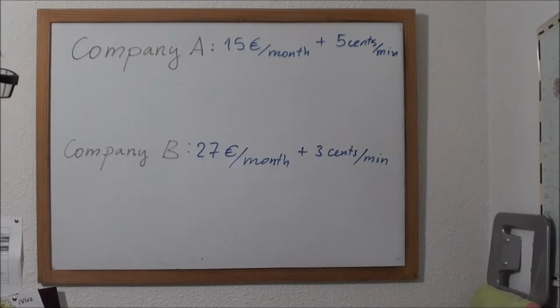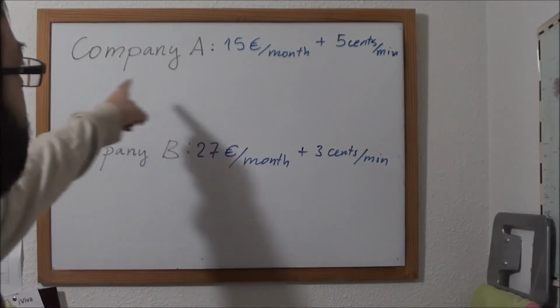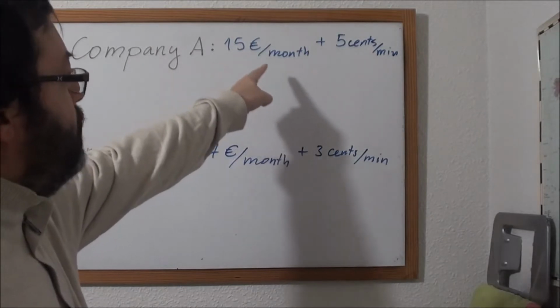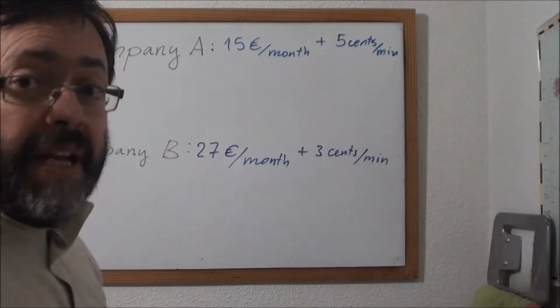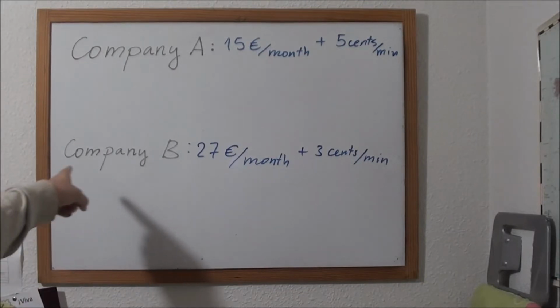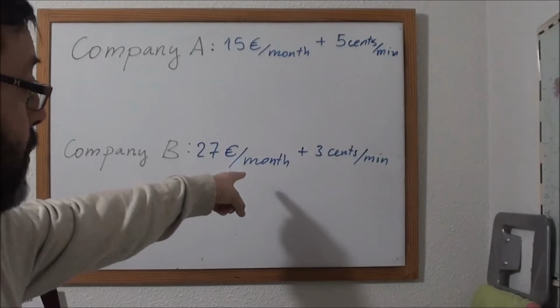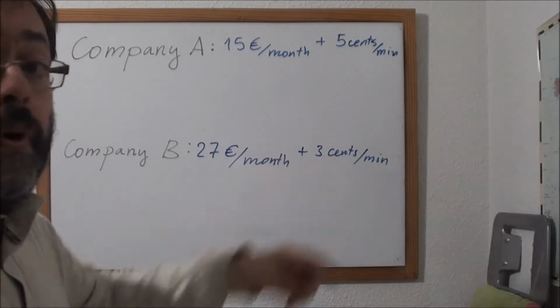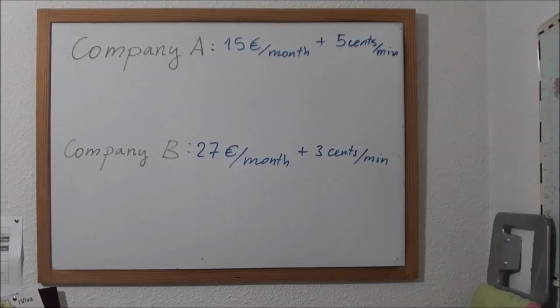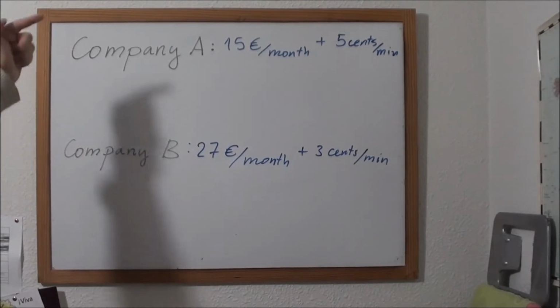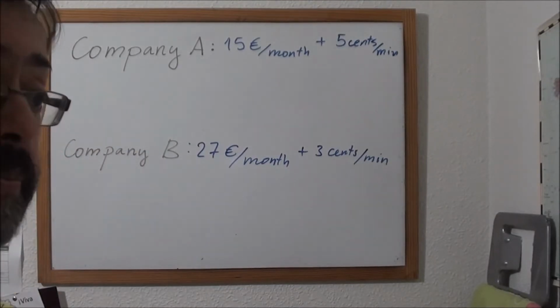Okay, so here I have a summary of the information about this problem. Company A charges 15 euros a month plus 5 cents per minute that we use the phone. And Company B charges 27 euros a month plus 3 cents per minute that we use the phone. So first of all, we are going to set up the functions that give us the money we pay depending on the number of minutes we talk. And there is a different function for each of the two companies. One function for Company A and one function for Company B.